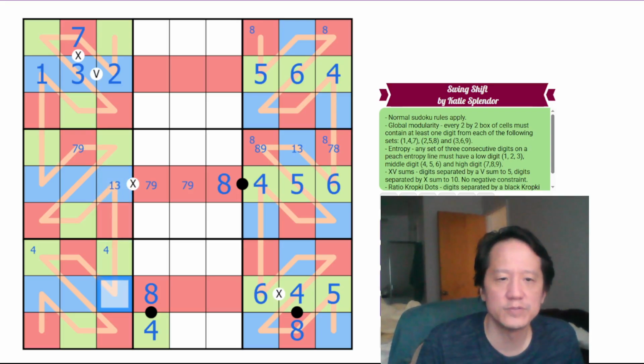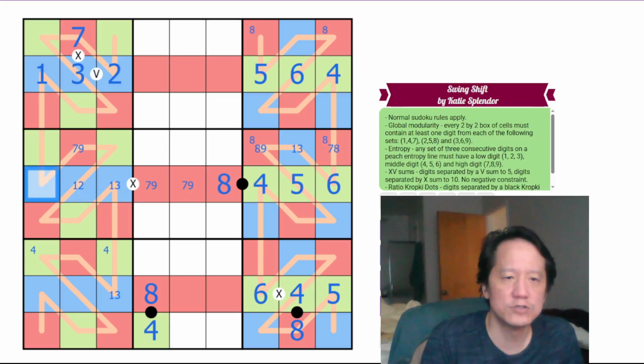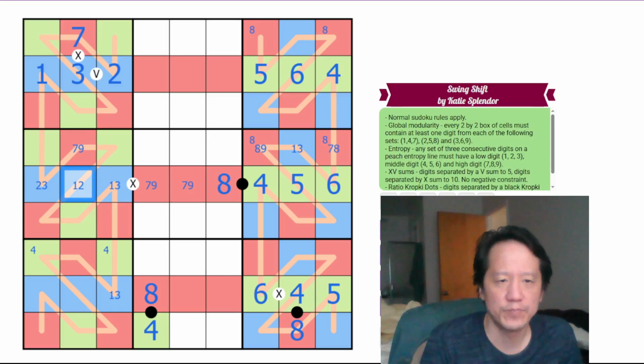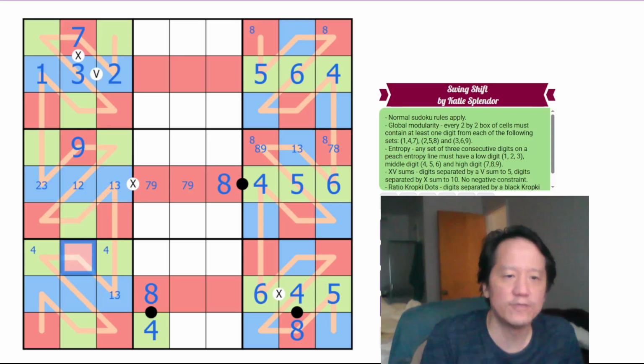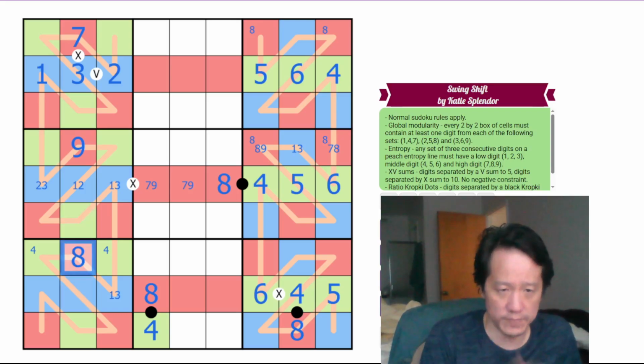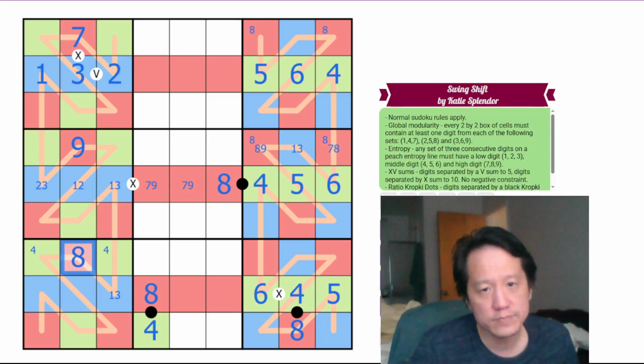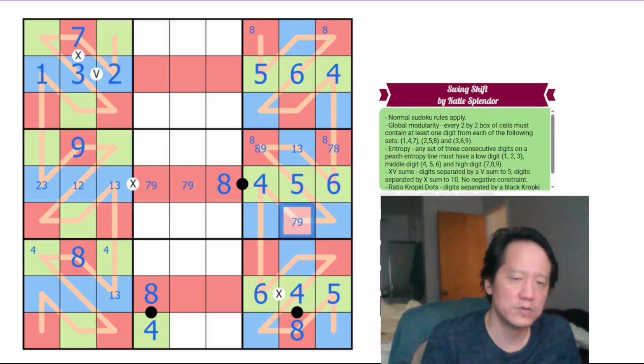This becomes a 1-3 pair here. This is 1 or 2. This is 2 or 3 here. This 7 eliminates 7 here, so this is 9. That forces this to be 8. This is 7 or 9 here. We know one of these digits is a 2.